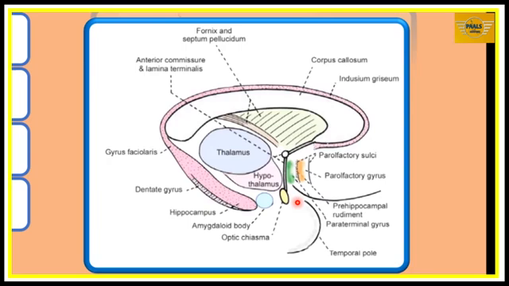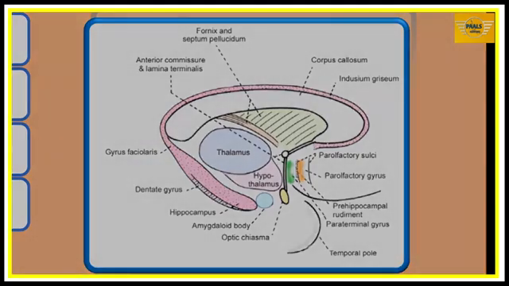The first is the paraterminal gyrus, and here is the paraterminal gyrus, this green colored area. Adjacent to it is the next gyrus in this septal region, called the parolfactory gyrus, and here is the parolfactory gyrus. Superiorly, the septal region continues as the indusium griseum. Here is the indusium griseum. The septal area is the pleasure zone of the brain.